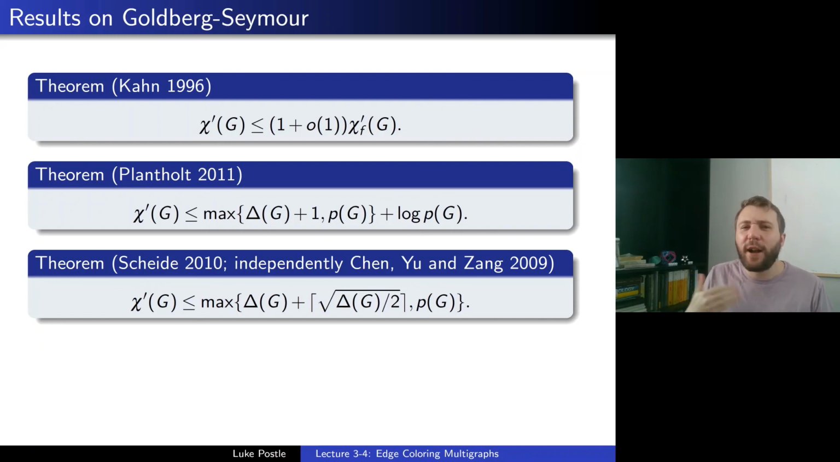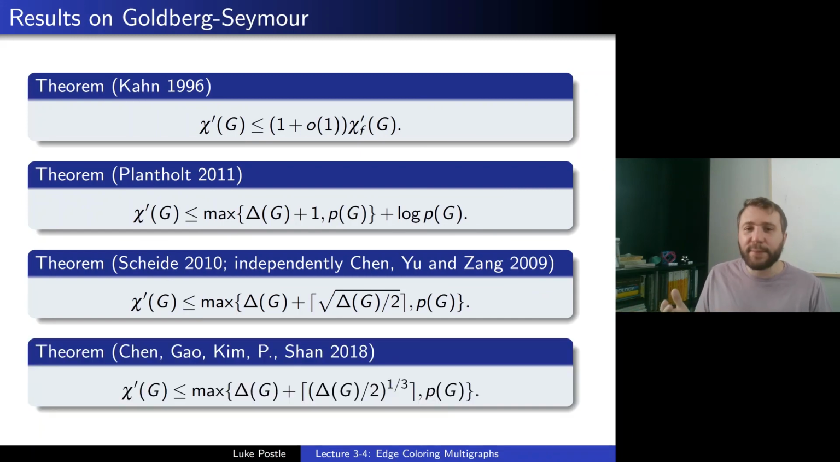So this obviously implies Kahn's result, because if we're larger than that, then they're just equal. And if we're smaller, the error term is at most square root delta from this. But it's going beyond that and showing it exactly holds whenever p is large enough. And this has been improved now in 2018 by myself and some co-authors, Chen, Gao, Kim, and Shan, to delta over 2 to the 1/3. So you can get that square root down to a cube root.